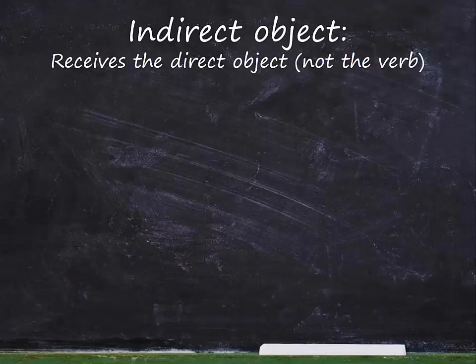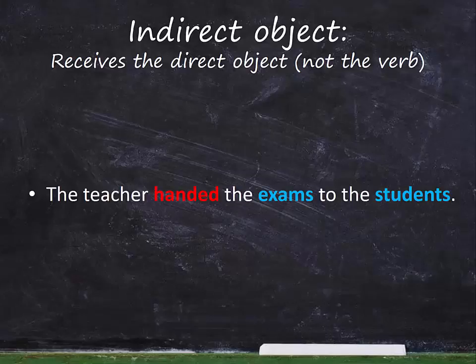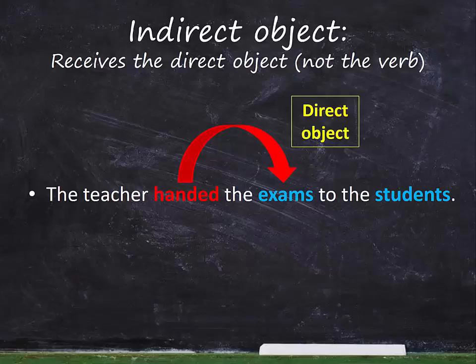What might be a little trickier is when we add indirect objects to the mix. An indirect object receives not the action of the verb. It receives the direct object. Let's look at an example. The teacher handed the exams to the students. The verb is handed. The teacher handed what? The exams. That's the object that the teacher picked up with her hand and distributed, so it's the direct object.